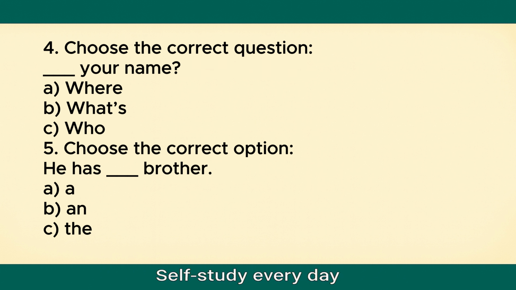4. Choose the correct question. Blank your name. A, where. B, what's. C, who. 5. Choose the correct option. He has blank brother. A, a. B, an. C, the.